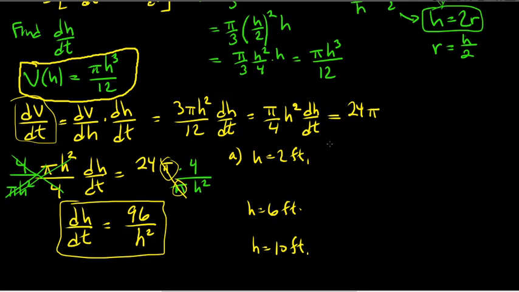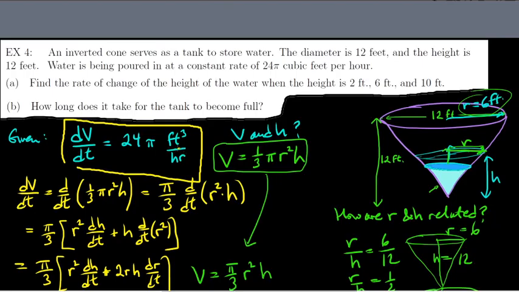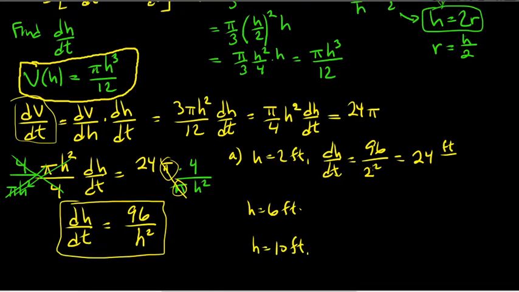Okay, so for 2 feet, the derivative of h is just 96 divided by 2 squared. So 96 divided by 4 is 24. Units: h is in feet. T is in seconds? No, hours. I'm sorry. T is in hours here. Very good. So 24 feet per hour.